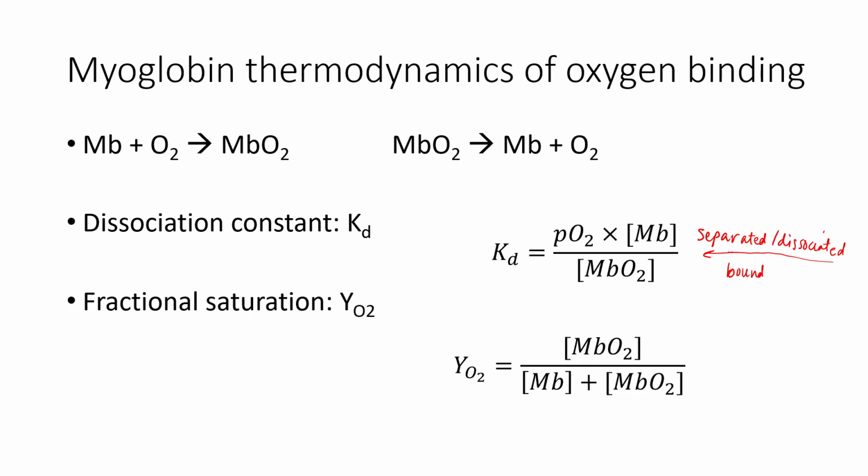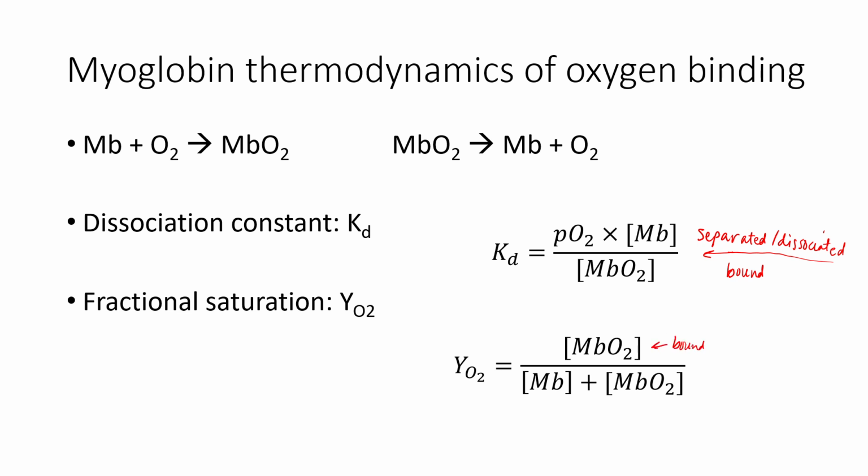Another way that's often helpful to think about myoglobin is in terms of its fractional saturation, or its YO2. This refers to how much of the total myoglobin is bound up with oxygen. The way we can express that mathematically is also with a fraction. In the numerator, we have our bound myoglobin.